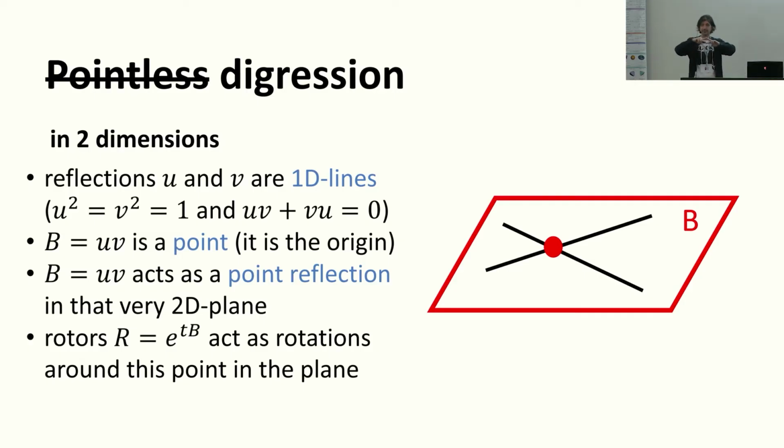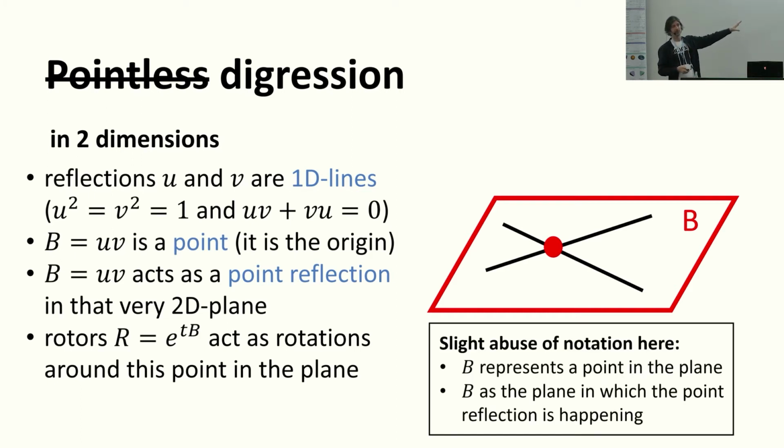That is boringness and drasticness added. So the symbol B is, in a sense, abused here. Because I would say that it both stands for the point, B is a product UV, but at the same time, I will think of B as a symbol to denote the plane, the 2D plane. It's just a 2D space. It's a plane. So it's the plane in which this point reflection and the rotations are happening.